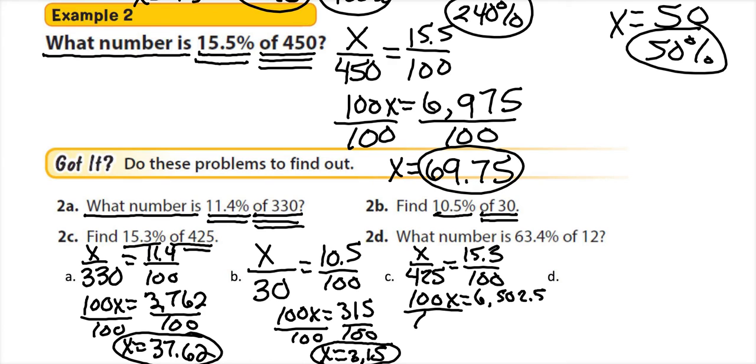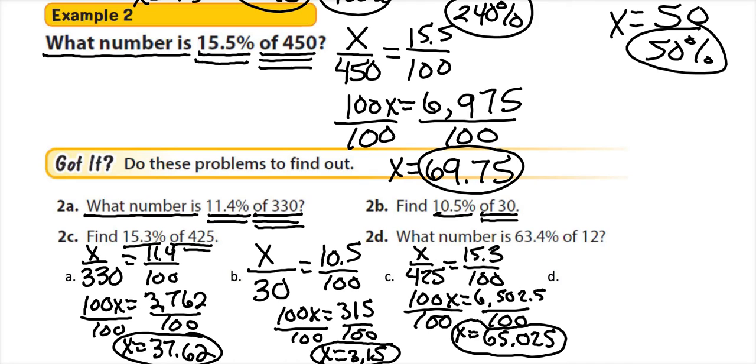So that's 100x. Or 100, I meant, sorry, not 100x. Okay, so x equals, we gotta move back 2 places, so this is gonna be 65.025. There it is.